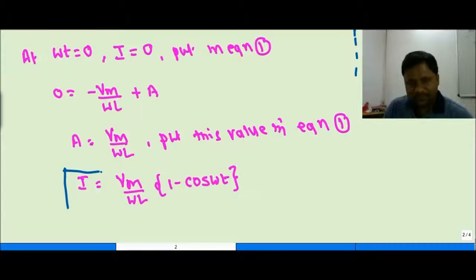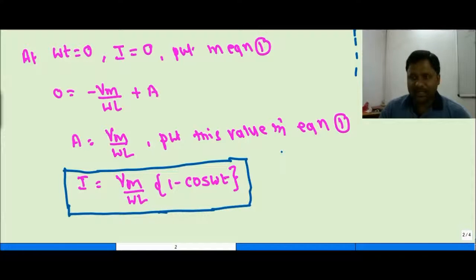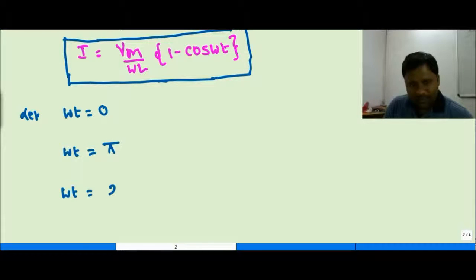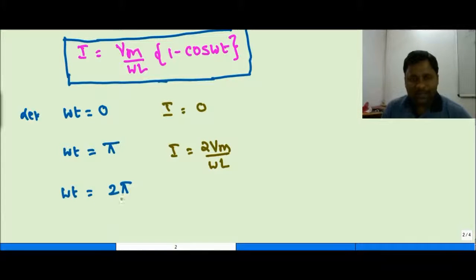Here we can derive the relation of the current which is flowing in the inductor, and we can try to make a conclusion like this. Let omega t equal 0, omega t equal pi, and omega t equal 2 pi. Then at omega t equals 0, this I should be equal to 0. At omega t equals pi, it is 1 minus cos pi, which is minus plus, so it is 2 Vm upon omega L. And at omega t equals 2 pi, it becomes 1 minus 1, so again it becomes 0.